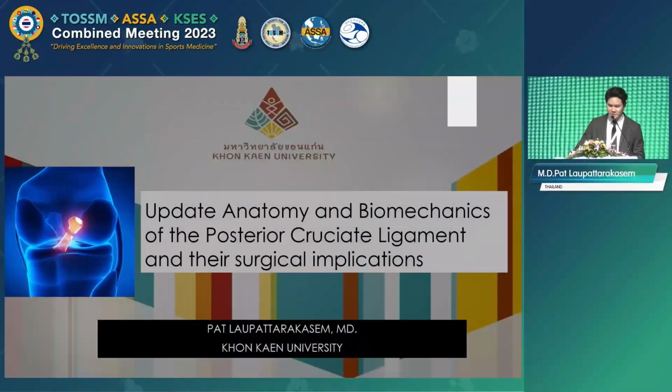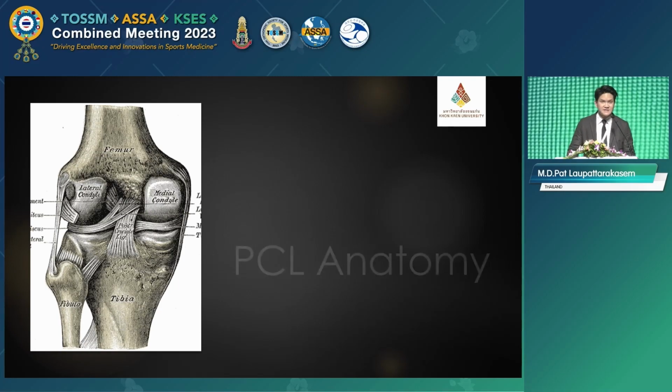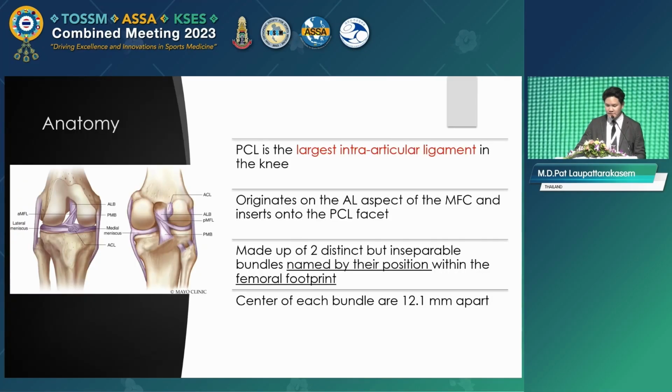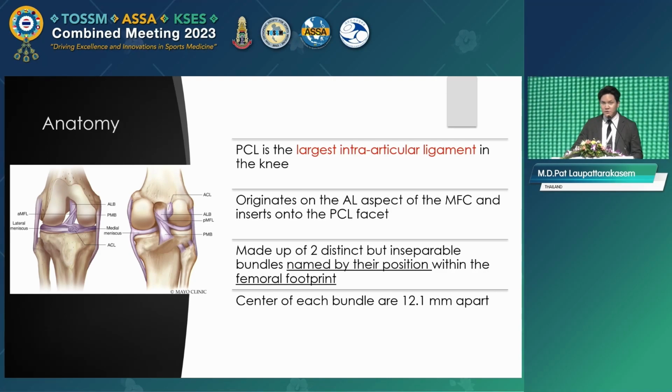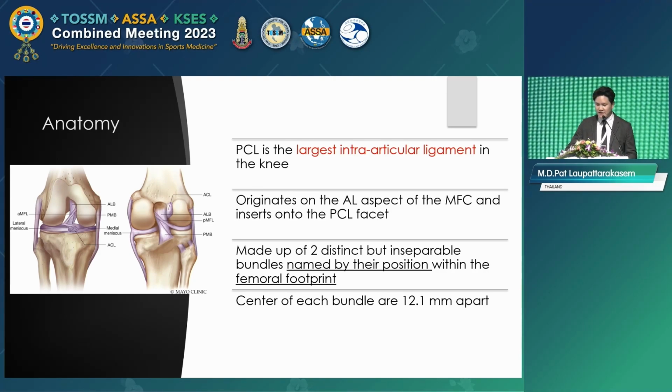My topic today is update anatomy and biomechanics of the posterior cruciate ligament and their surgical implication. Okay, let's start with the PCL anatomy. The PCL is the largest intra-articular ligament in the knee, which originates on the anterolateral aspect of the medial femoral condyle and inserts onto the PCL facet.